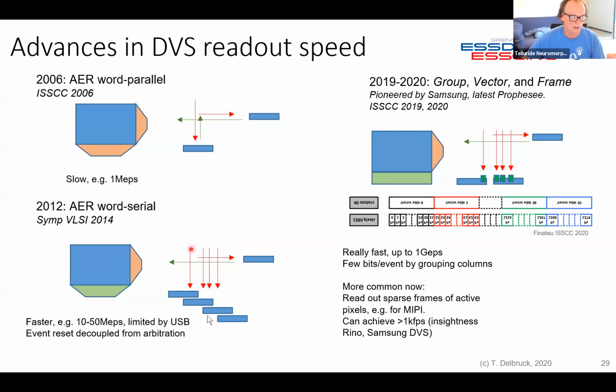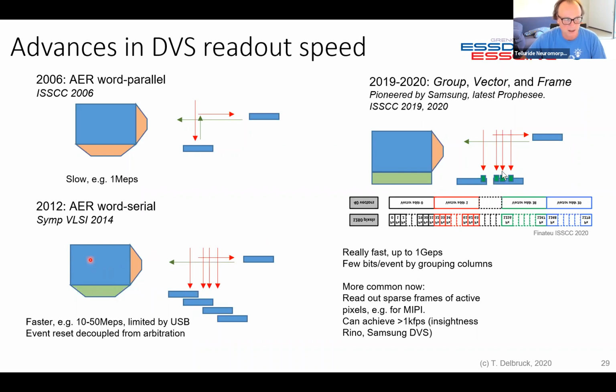And then people at Samsung first, and then later Prophesee, developed the so-called group vector, and then even later frame-based readout. So it's going back to frames, where they still all use an arbiter, as far as I can tell, for deciding which row of the array has events. But once they know which row has some events, they gather the active pixels into groups. For example, this group of 3 pixels is collected into one word.